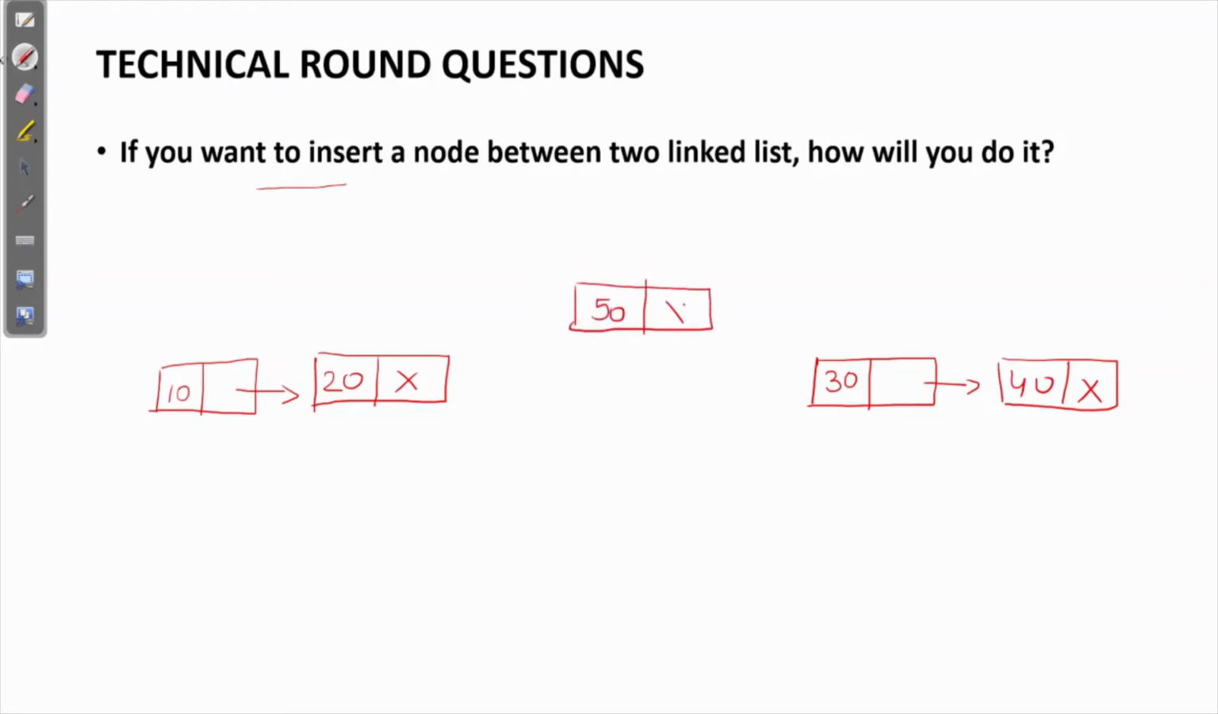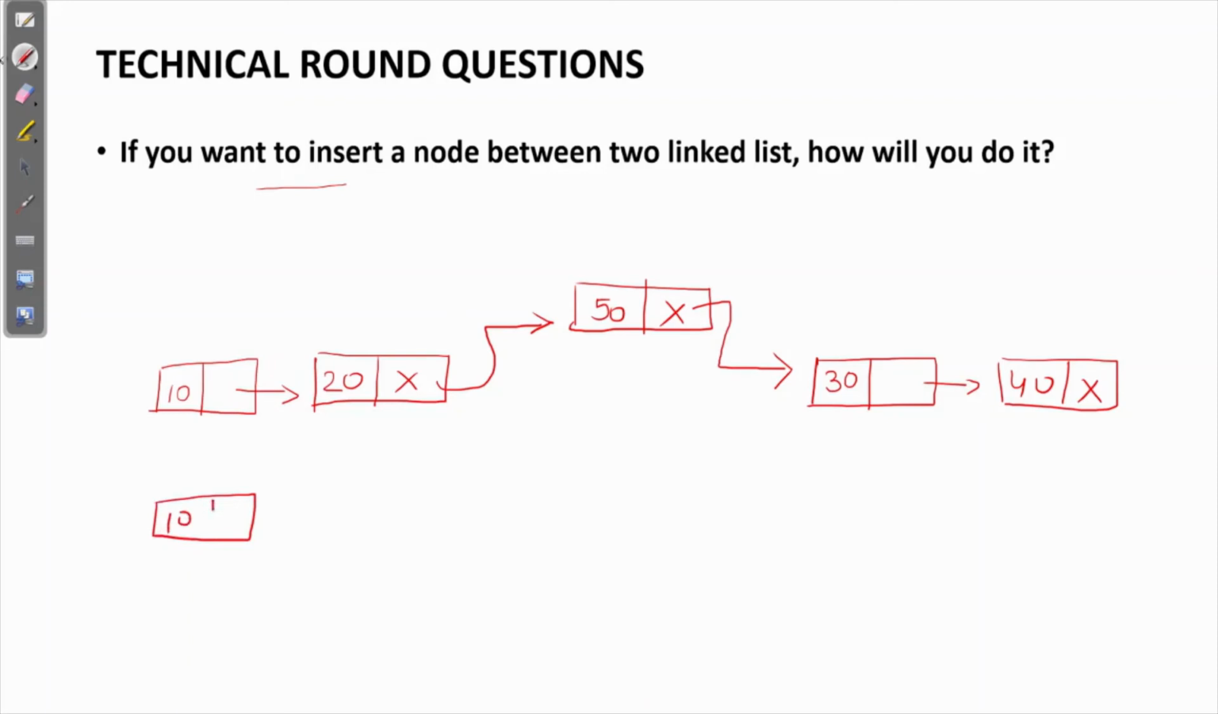What we have to do is insert this node between these two linked lists and make a single linked list. So what we will do is the next of the last node of the first linked list will point to this node, and then the next of the node will point to the starting address of the next linked list, and in this way we can have a single linked list with our element.